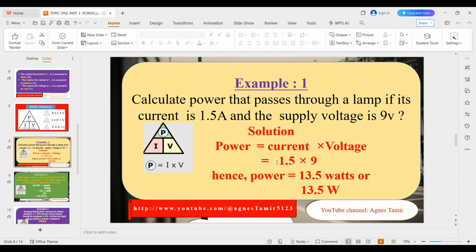So when you take your calculator and key in 1.5 multiplied by 9, the power you will get is 13.5 watts. You can write it in full or abbreviate it as capital W. No one will penalize you. So power is 1.5 multiplied by 9, and therefore our power will be 13.5 watts. You can pause the video and perform the calculations.